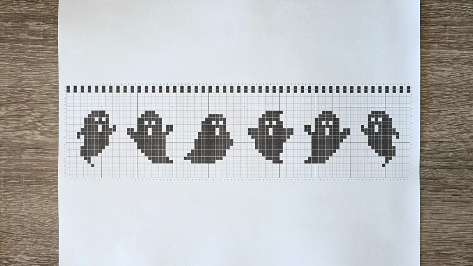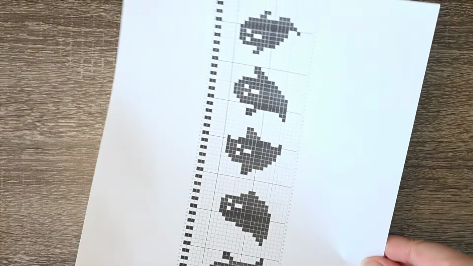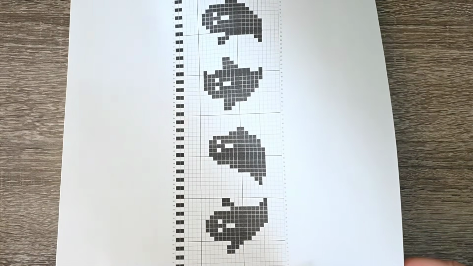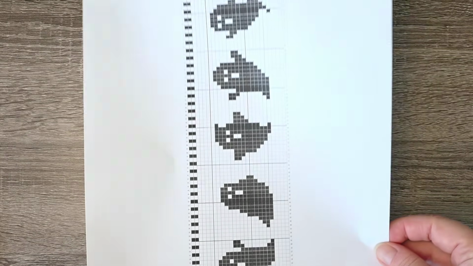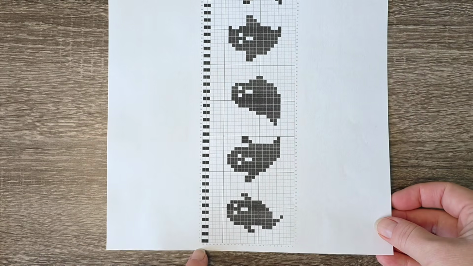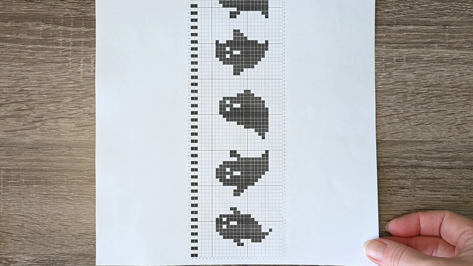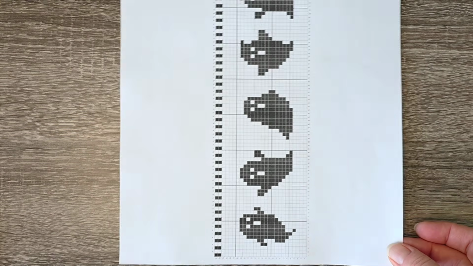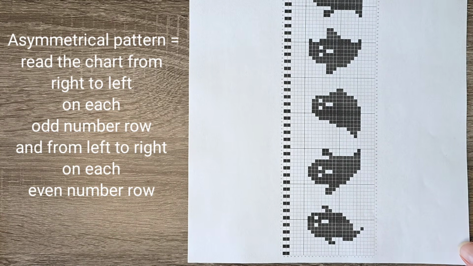And this is my chart. We are actually going to follow it this way. It has a total of 97 rows and 26 blocks on each row. This ghost design is an asymmetrical filet crochet pattern, meaning that we have to follow the chart from right to left on each odd number row and left to right on each even number row.